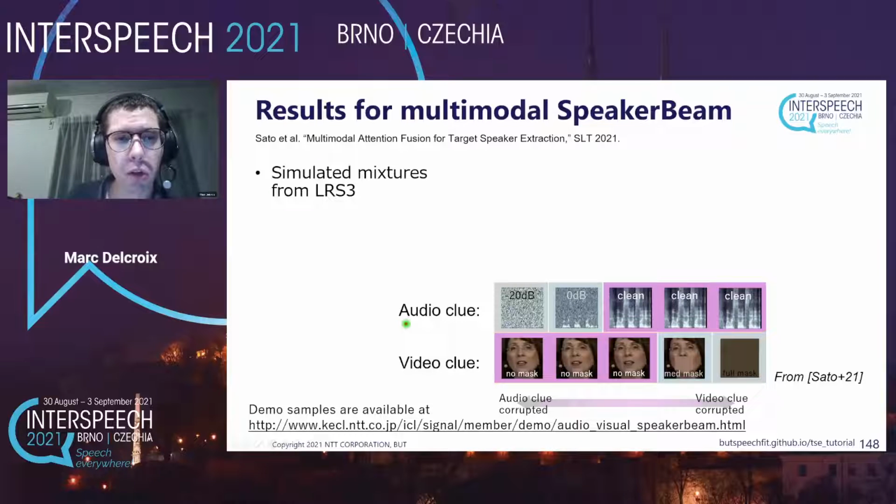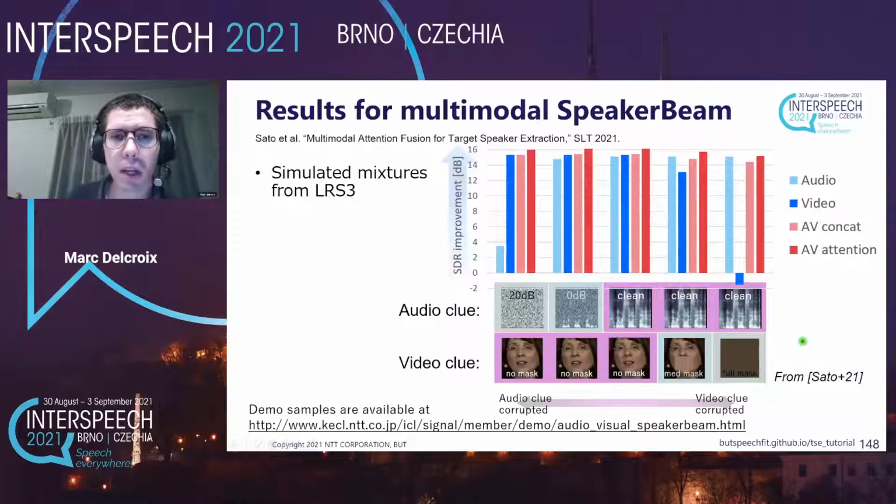And we investigate clue corruption with audio clues and visual clues, where for the audio clues, we added white noise at SNR of -20 dB, 0, and clean to the enrollment. And for the video clues, we added a mask to mask the mouth region or completely mask the video. Here, the results are shown in terms of SDR improvement for the audio only, video only, and for the multimodal approach with audiovisual concatenation and audiovisual with the attention fusion.